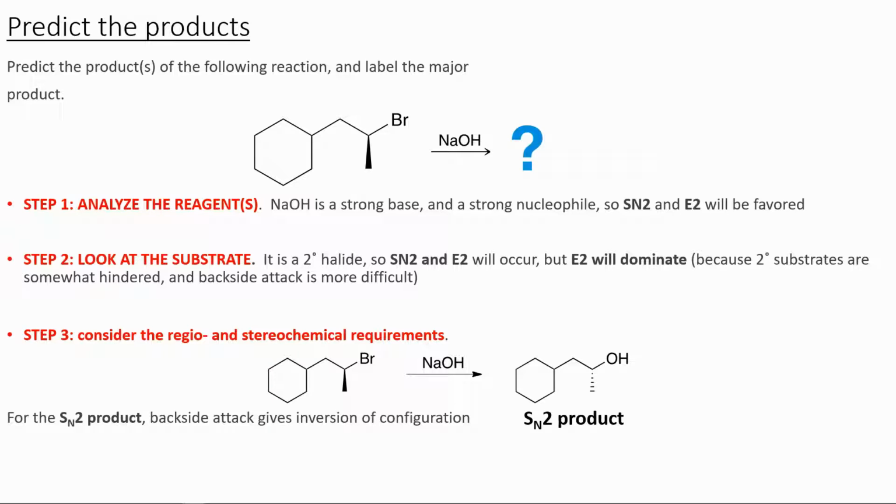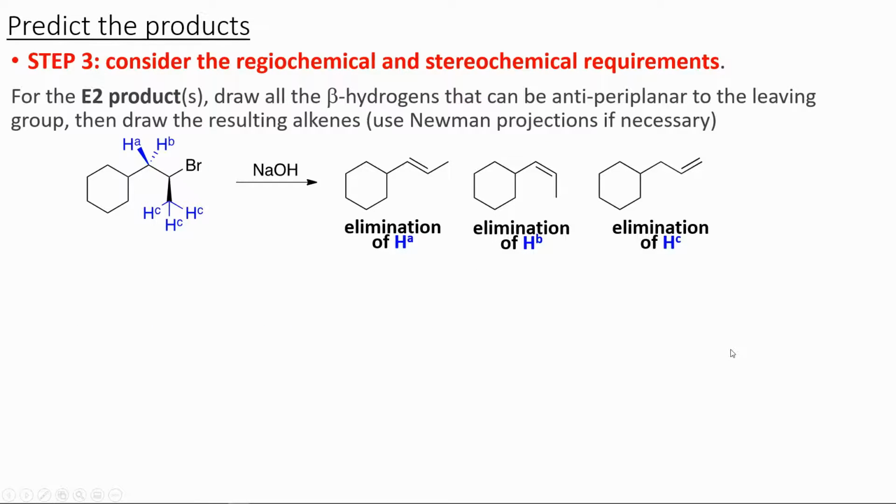Finally, we need to consider the regio and stereochemical requirements. For the SN2 product, this is fairly straightforward. It's going to attack from the backside of the leaving group and result in inversion of stereochemistry to form this alcohol SN2 product.